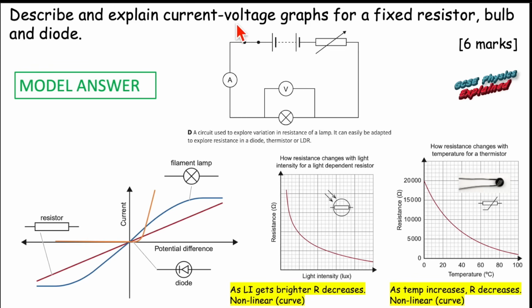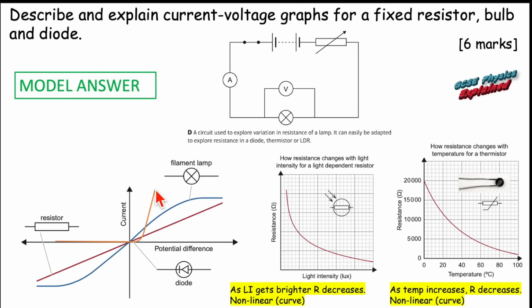Describe and explain current voltage graphs for a fixed resistor, bulb and a diode. Basically, you need to be familiar with these graphs here. The graph for a resistor is a straight line through the origin, directly proportional. Fixed resistor, so it has a fixed gradient. A filament lamp, or as I say to my students, a spulb, a bulb, it's an S-shape graph, okay?